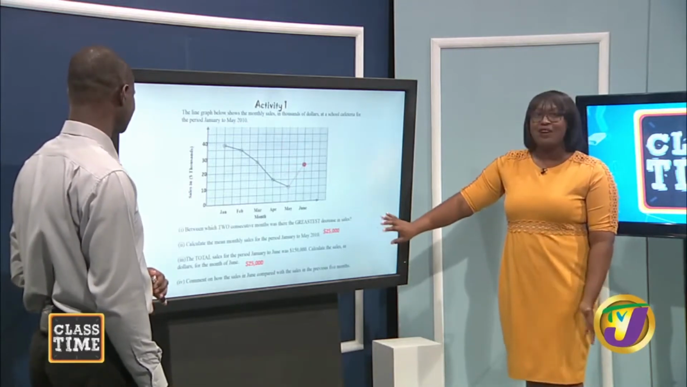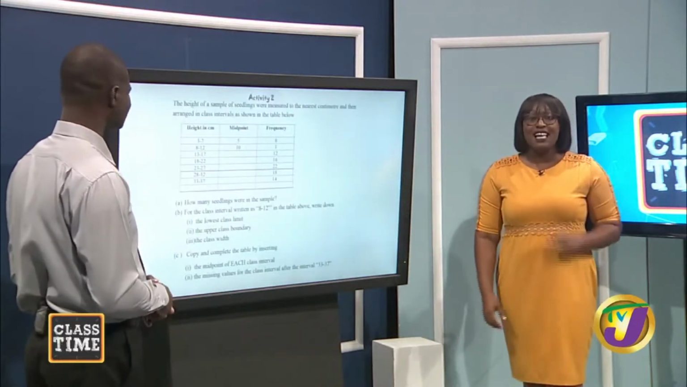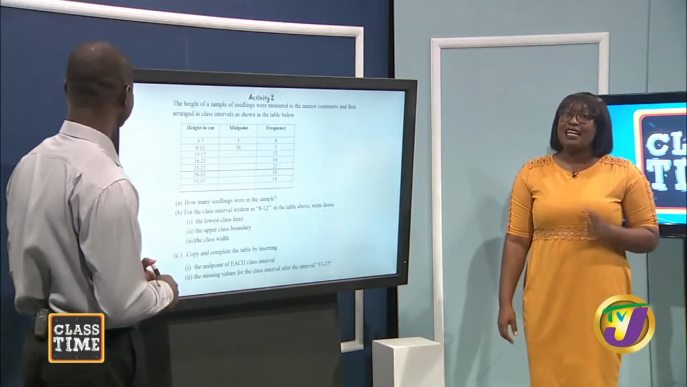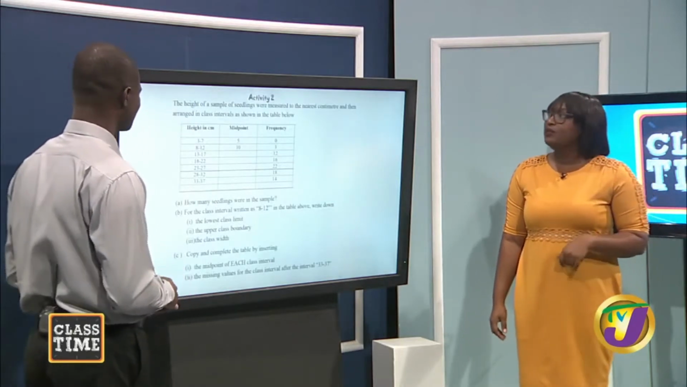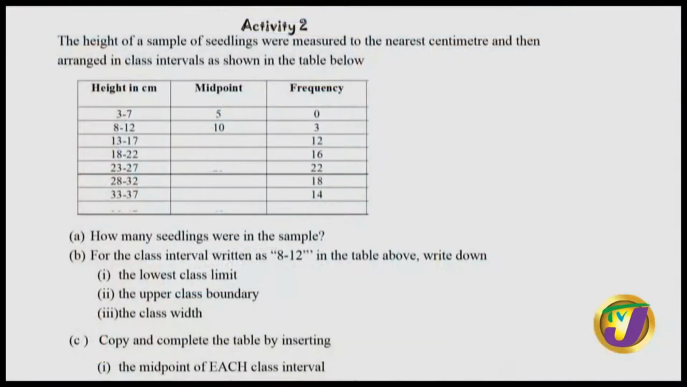All right. So I think that's it for activity 1. You guys ready? We're going on now to activity 2. And I hope that you're following with us. So in activity 2, the heights of sample seedlings were measured to the nearest centimeter and then arranged in class intervals as shown below.